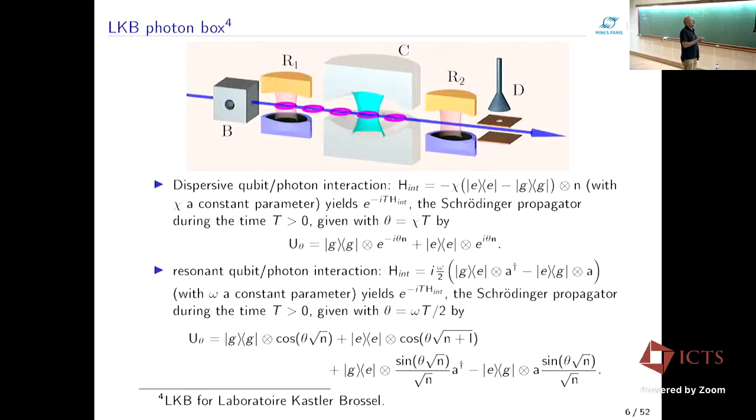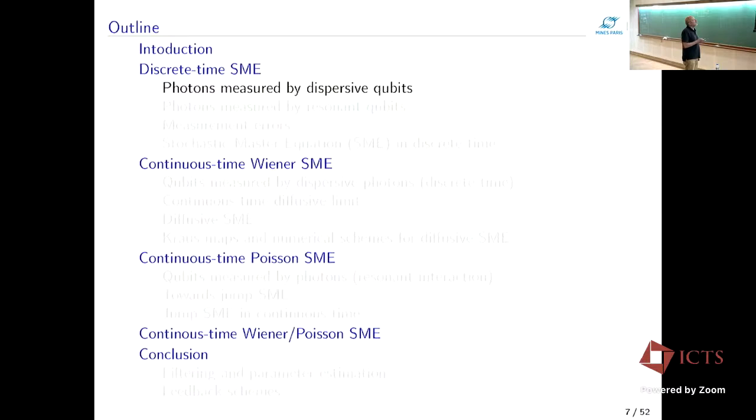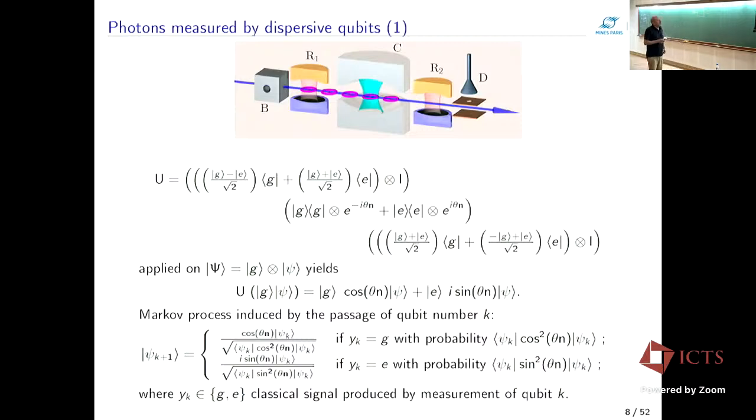So let's look at this thing here to see what's going on when we do this. Here it corresponds to a photon measured by a dispersive qubit. It corresponds to what is called the quantum non-demolition measurement of a photon. Everything is here. I will detail the computation a little bit. So you see, this is the propagator between here and just before the detector.